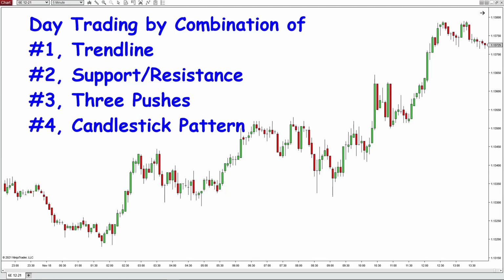In day trading, there's no single indicator or technique that can give you constant good trading opportunities. And most of the time, you have to combine multiple indicators and patterns together. So in this video, I'm going to show you how to combine the trend line, support and resistance, three pushes, and also candlestick patterns to identify a good trading opportunity.